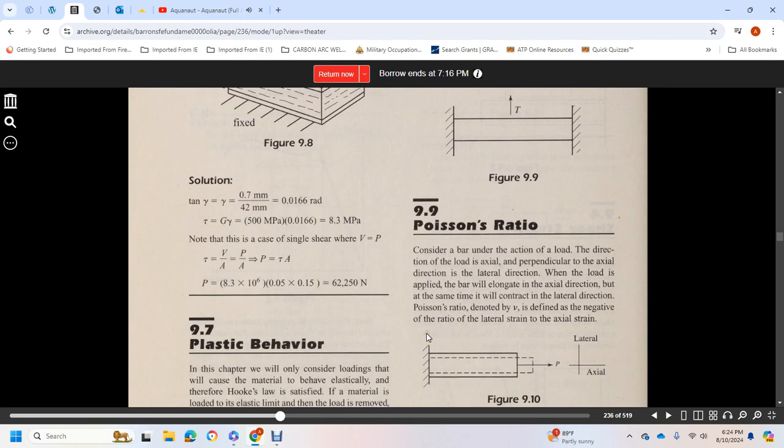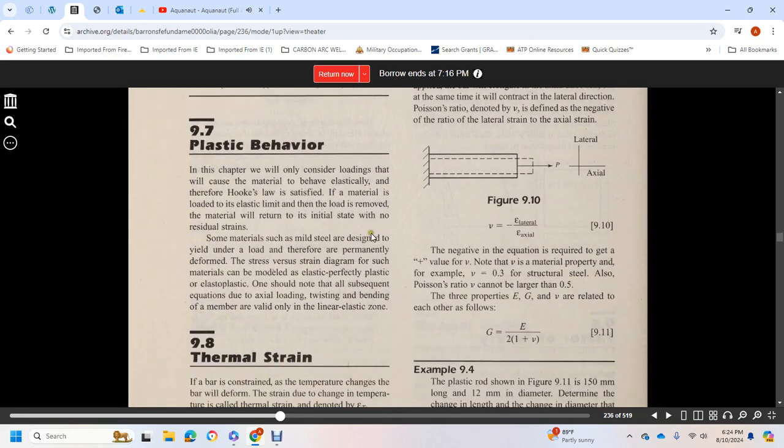9.9 Poisson's ratio. Consider a bar under the action of an axial load. The load is applied in the axial direction, and the bar will elongate in the axial direction and at the same time contract in the lateral direction. Poisson's ratio, denoted nu, is defined as the negative ratio of lateral strain to axial strain. The negative sign in this equation is required to give a positive value of nu. Note that Poisson's ratio is a material property. For example, nu is 0.3 for structural steel. Also, Poisson's ratio cannot be larger than a half.